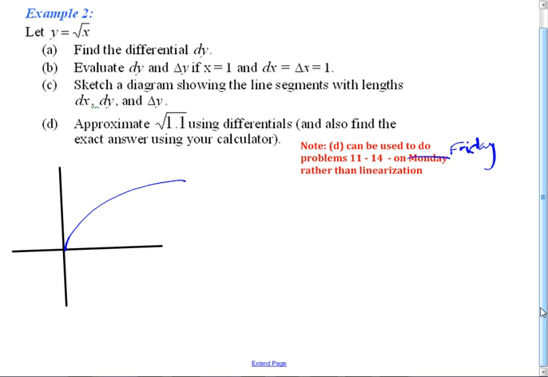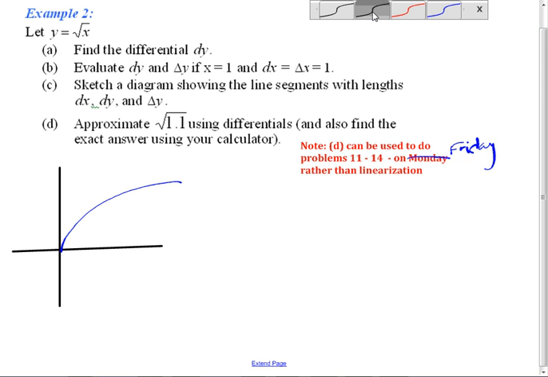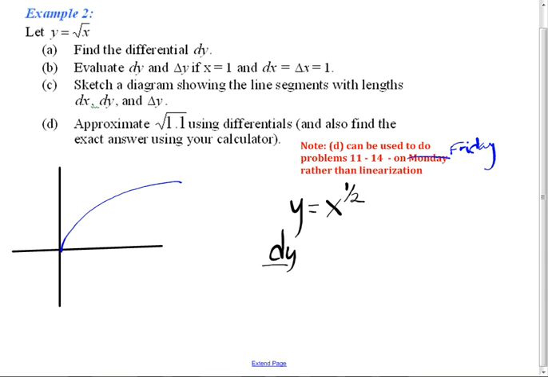And I want to find the differential dy. There we go. Okay, and we're going to do this at x equals 1. Well, let's first do what it says to do. Let's find the differential. So I have y is equal to x to the 1/2 power. What's the derivative of that? 1/2 x to the negative 1/2.